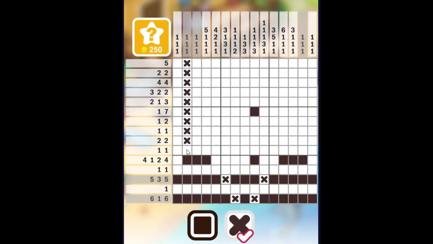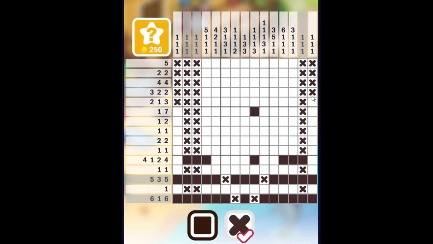Well, this column was completed. So is this column here and this column here. All right. What else does that tell us? Well, we can't have a 2 over here, or a 3, or a 4, or a 2, or a 5. Can't have a 5 on the end either, or a 2 on the end, or a 4, or a 2, or a 3, or a 7, or a 2, or a 2. All right. Well, that's something.